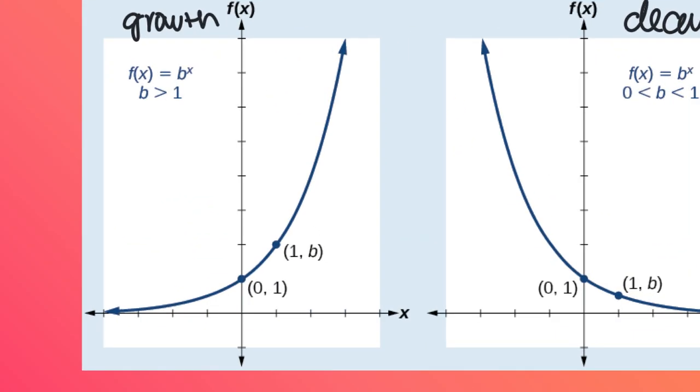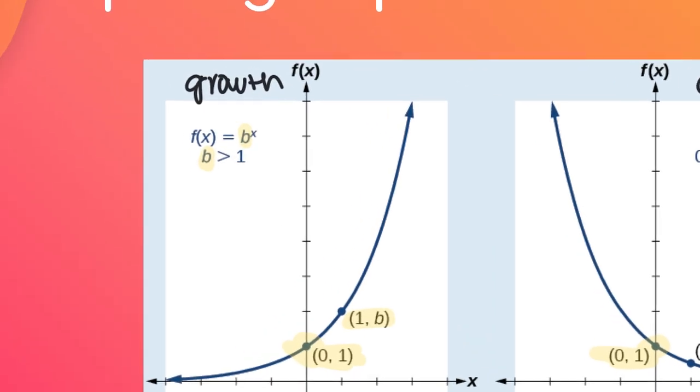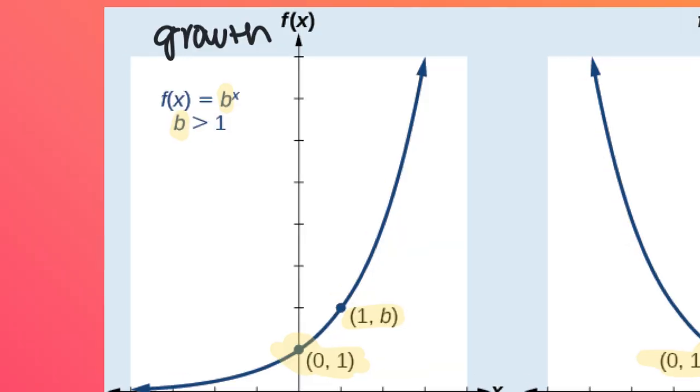One point you're most likely always going to have is 0, 1. Regardless of whether it's a growth or a decay, I have this point right here, 0, 1. That is graphed for both of them. Another point I can have is 1, comma, b, b meaning, like I said before, my base. With growth, my base must be greater than 1. I understand it's not going to make sense right now, but once we start plugging it in, you'll see the graph clearly.